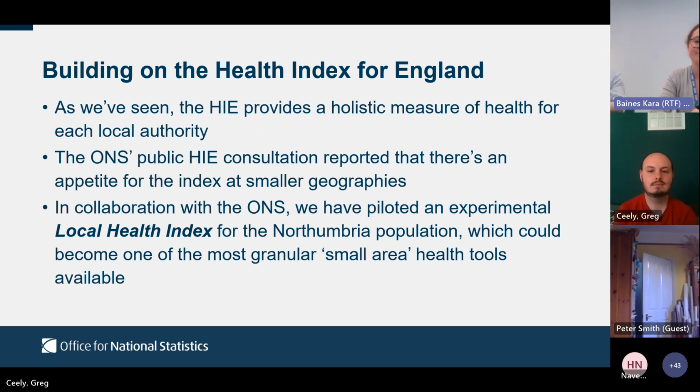So as we've seen, the Health Index for England provides that holistic measure of health for each local authority. It takes a wide variety of health metrics at local authority level and gives, let's say, a holistic picture of health. And as we've seen from the feedback Greg presented from Jim McManus, for example, directors of public health love the Health Index for England. It's a really, really good tool, and that was definitely the feedback the ONS got from their consultation.